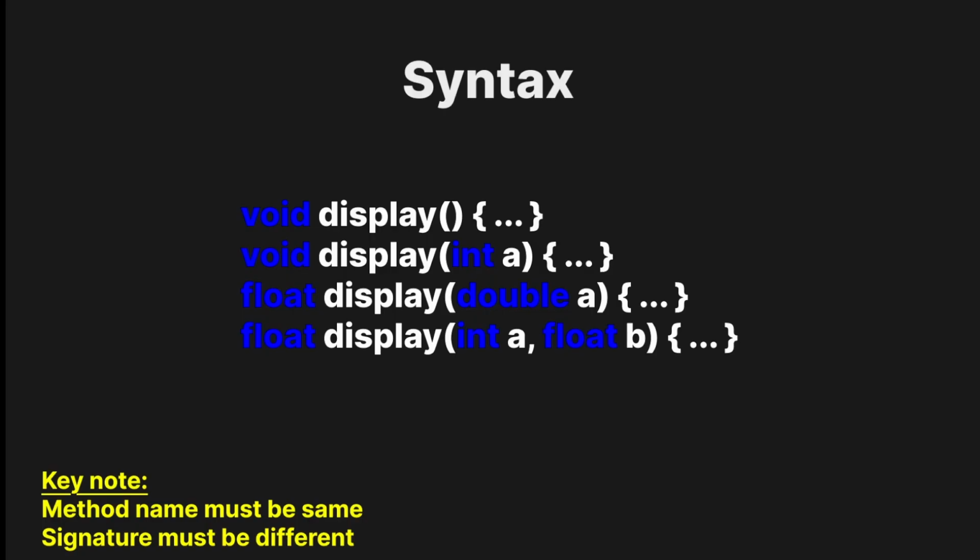In order to use method overloading, the method name needs to be the same. However, the signature needs to be different. Signature is the words inside small brackets. So these are the input parameters that a method takes. In this case, if you look at the first row, there are no input parameters, whereas in the second row it is taking a number, int a. In the third row it is taking a different type of parameter.